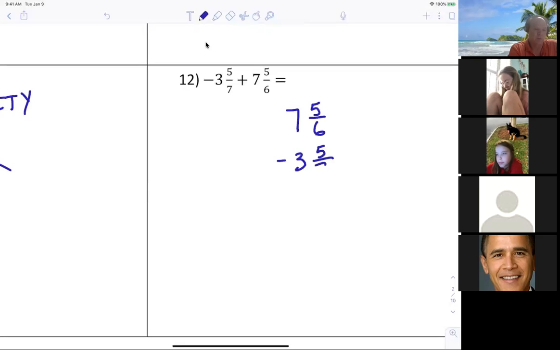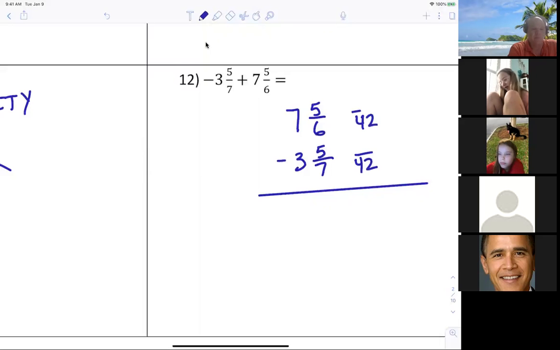Wouldn't you subtract, just because one's a negative and one's a positive? So you would subtract the positive to the negative? Yeah, okay. Exactly. Common denominator is what? 21. No, come on. 42. 42. Thank you.